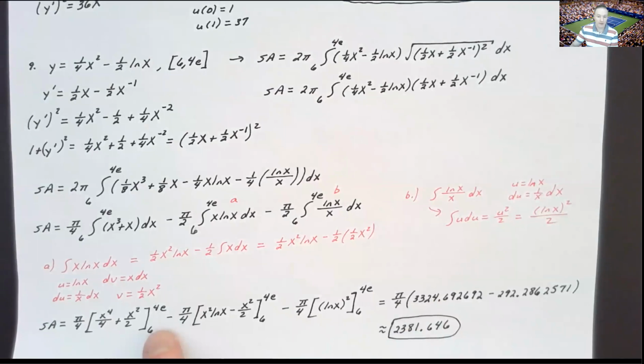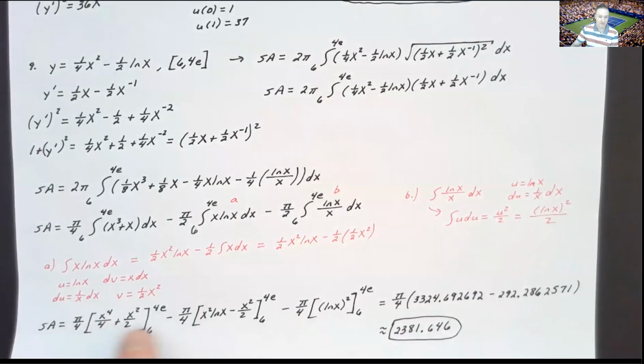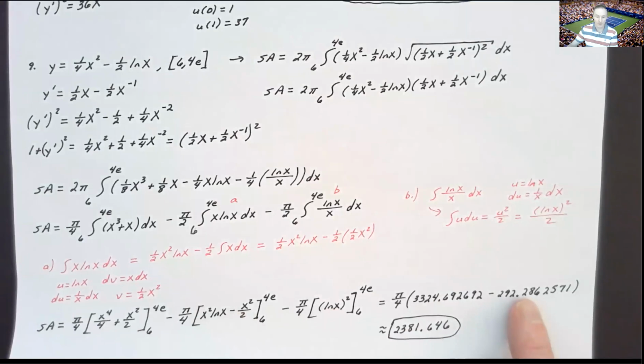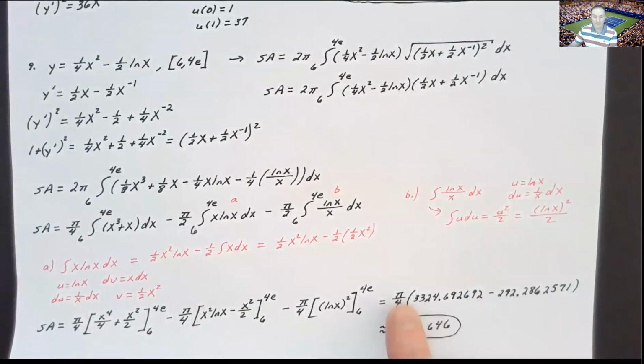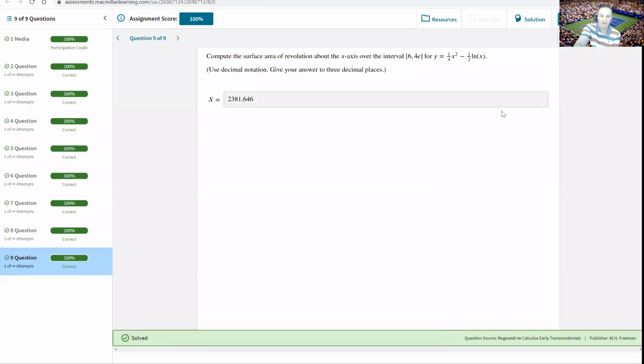Now, for the lower limit, I just said, well, of course, we're going to subtract it. Then I plugged a 6 into this function with those 5 terms, and I got 292.2862571. Subtracted that out, multiplied that answer by pi over 4. I got my 2,381.646, and you can see that that was the answer that Achieve needed for this problem.